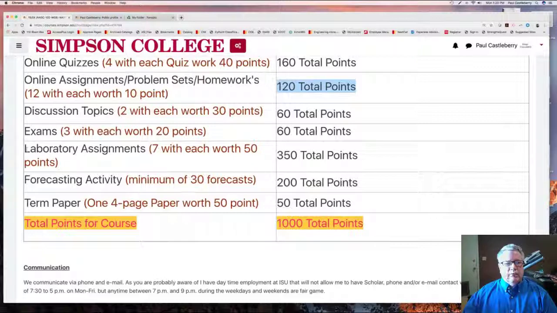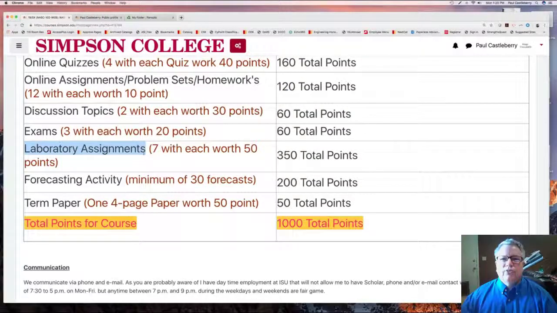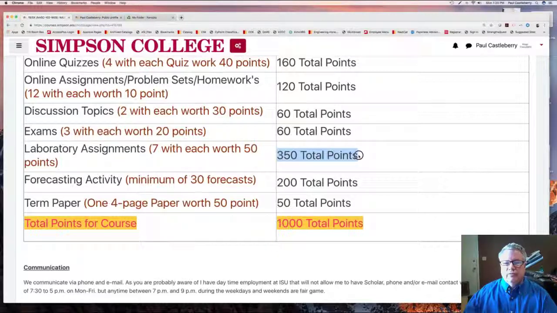But notice the laboratory assignments, the labs, which is where I think the best learning in this course comes from, because you learn how to do science by taking the principles that you've learned in the lectures and applying them to real world meteorological problems. We have 7 of those labs, and each lab is worth 50 points for a total of 350 points. So 35% of your grade in this course comes from the lab assignments.